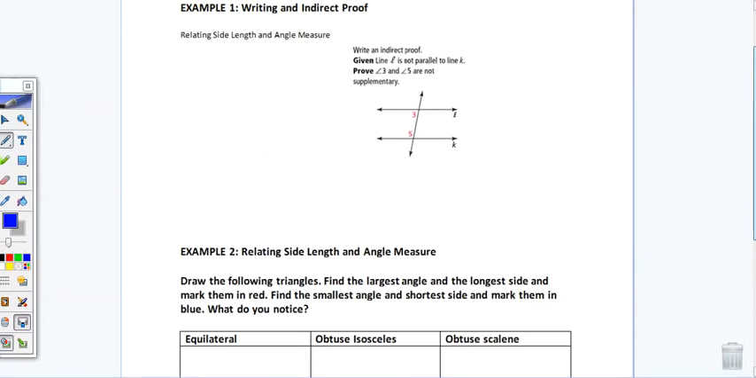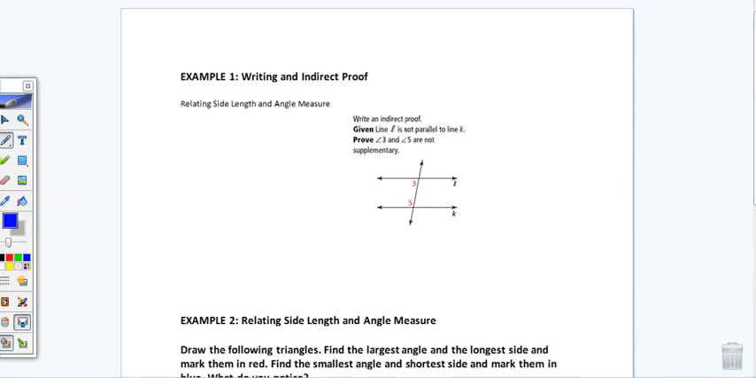This, like I said, is not going to take terribly long today. Writing an indirect proof in example 1. How about a volunteer to read what we need to do in example 1? Okay, Michael, go ahead. Relating side length and angle measure. Write an indirect proof given line L is not parallel to line K. Prove angle 3 and angle 5 are not supplementary.